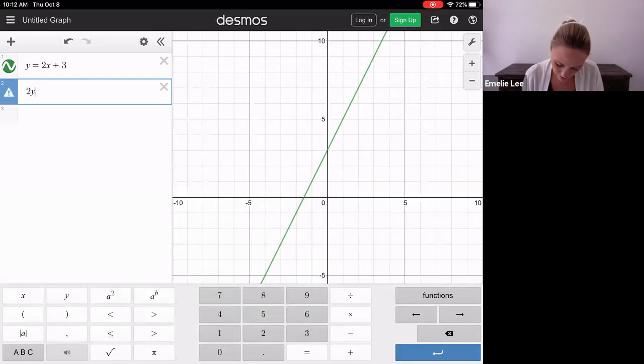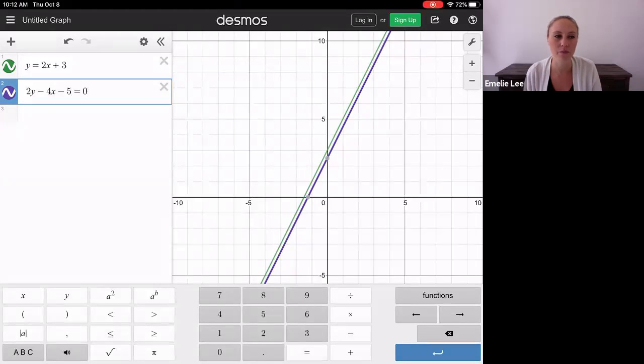2y minus 4x minus 5 equals 0. And there it is. You can just check your work. Yeah, it looks like they're parallel. We won't really know unless we actually check the slopes, but we already found that the slopes are the same, so it checks out that they are parallel here. Good.